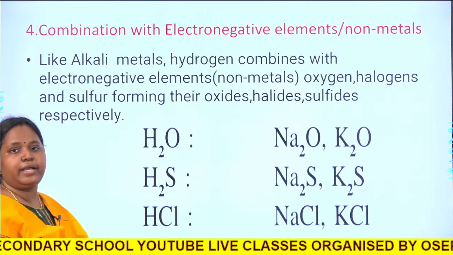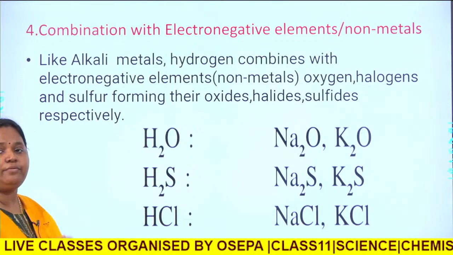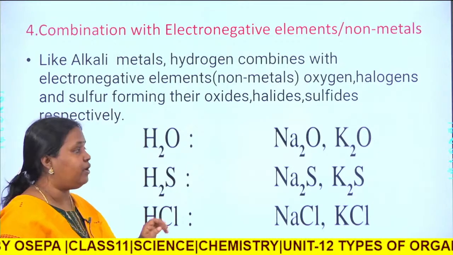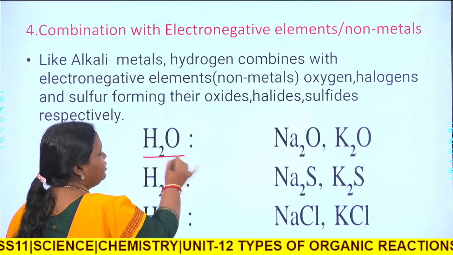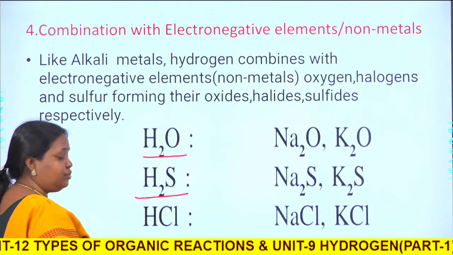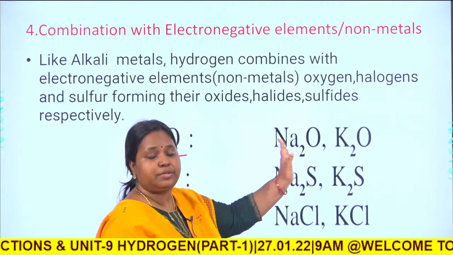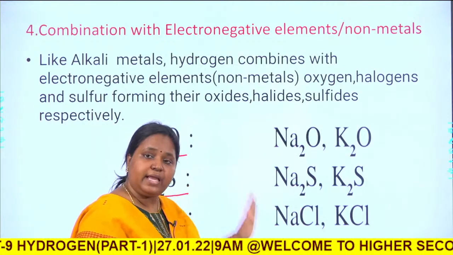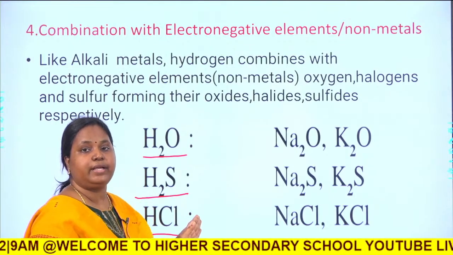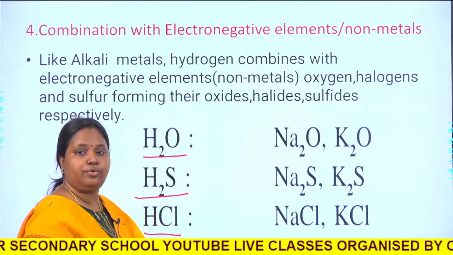Combination with electronegative elements or metals. Hydrogen can combine with oxygen as well as sulfur and also chlorine, forming hydrogen oxide, that is water, hydrogen sulfide, and HCl. Just as sodium forms compounds, exactly the same way hydrogen also forms compounds with electronegative elements oxygen, sulfur and chlorine.